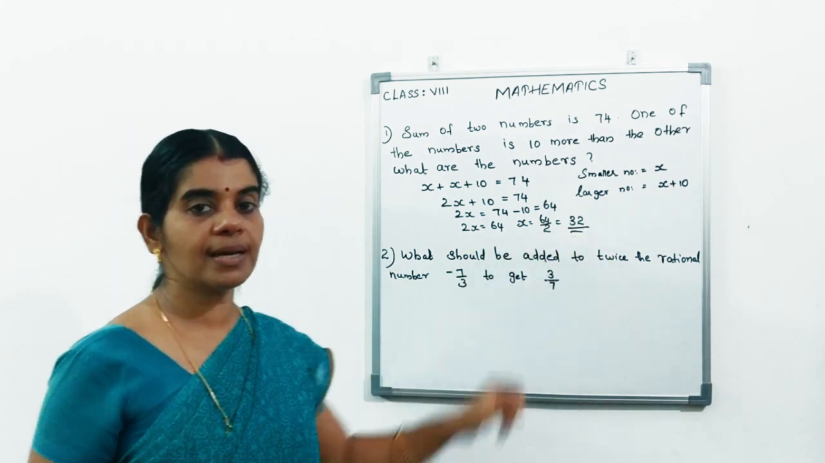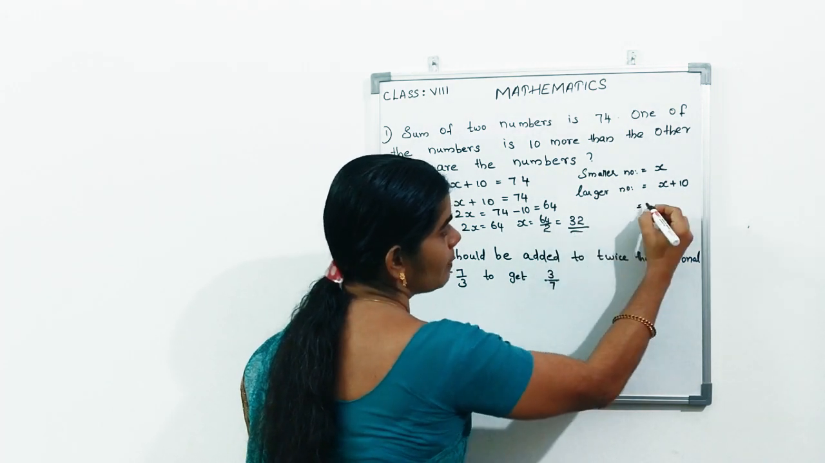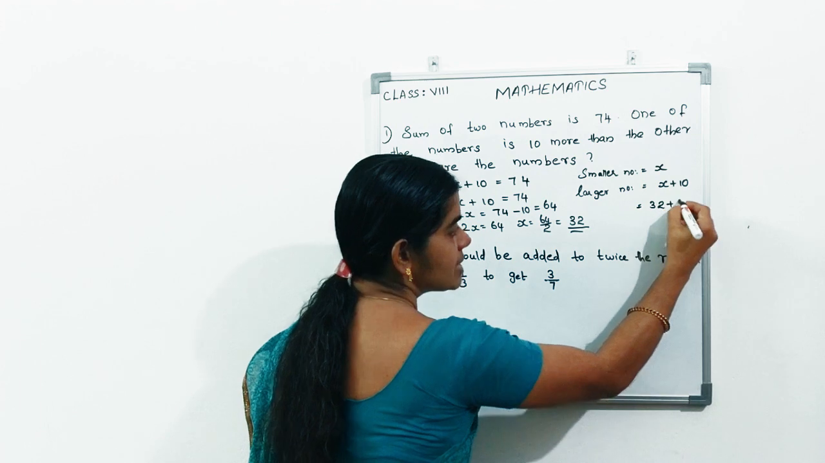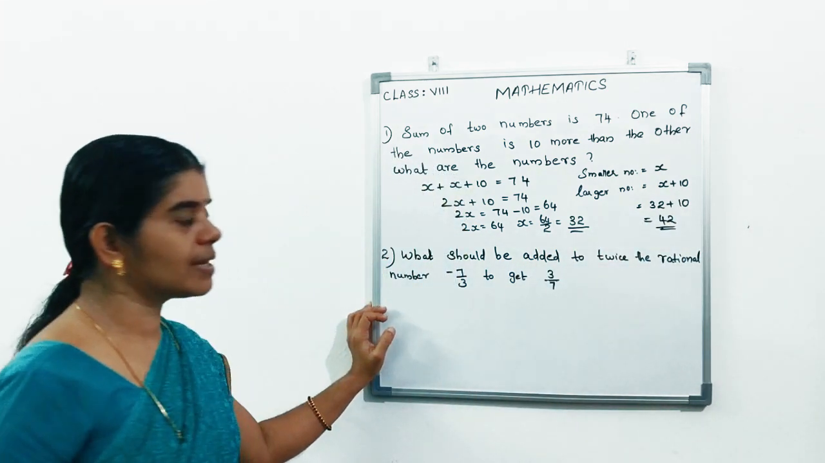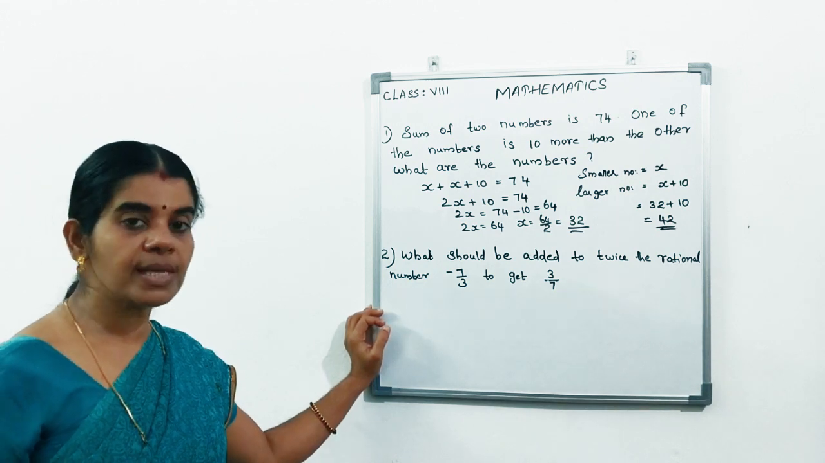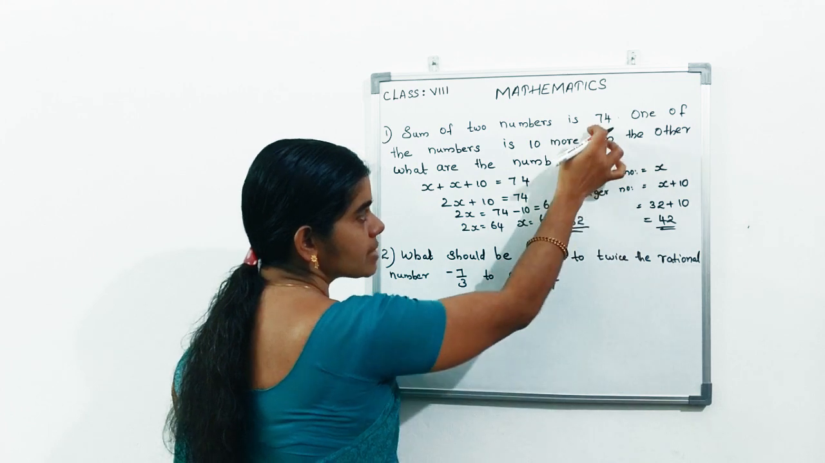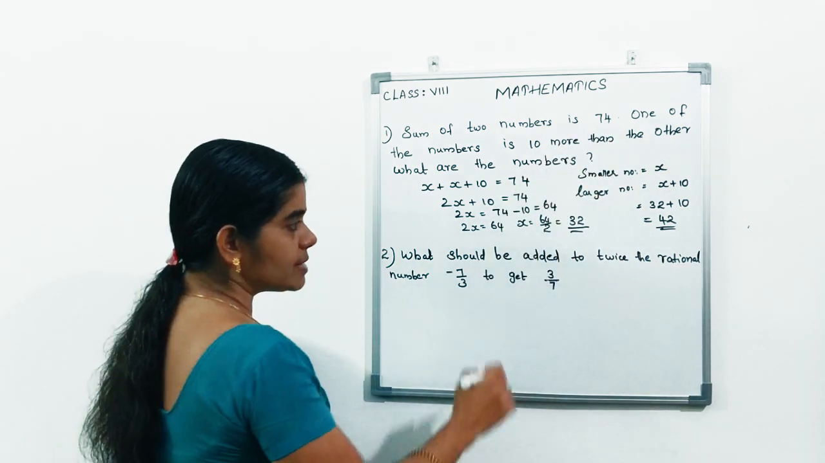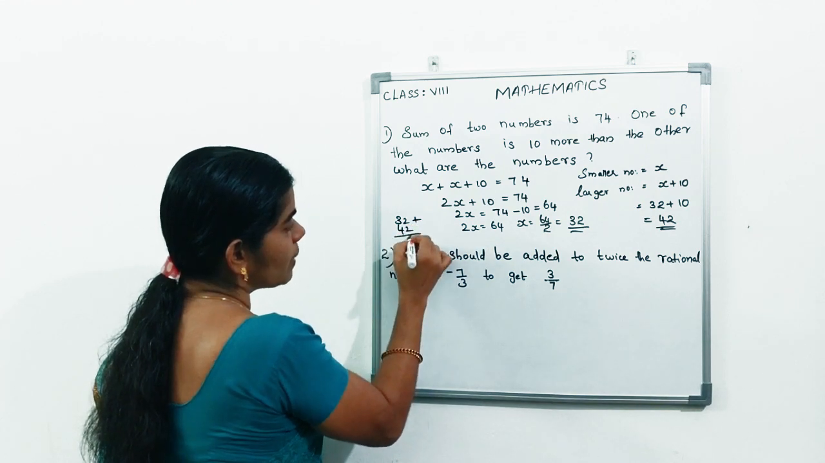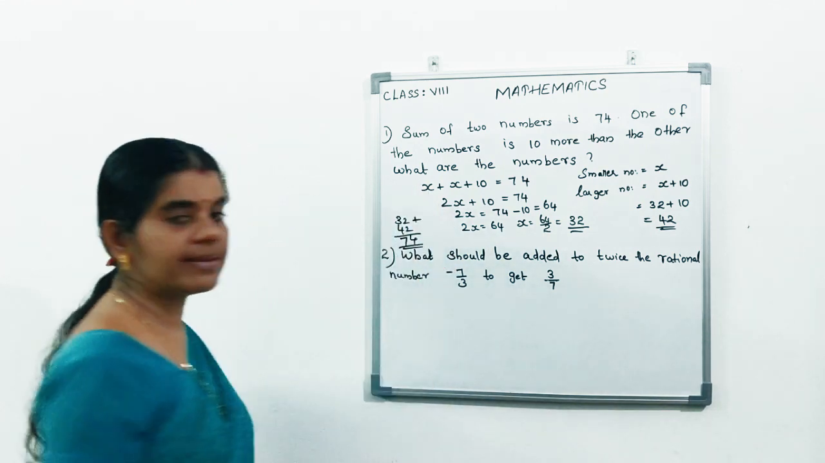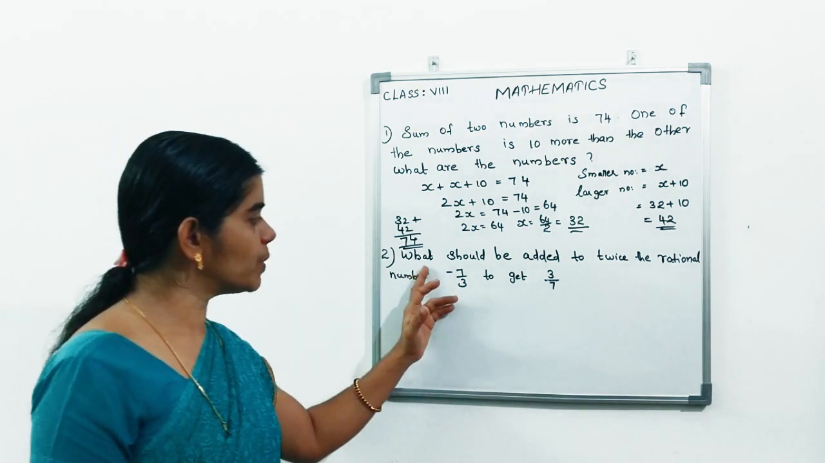Then what will be the larger number? We already took x plus 10. Therefore, the larger number will be 32 plus 10, that is 42. Therefore, the two numbers are 32 and 42. You can check the answer also. We can check whether adding these two numbers gives 74 or not. Just look, 32 plus 42 gives 74. Therefore, our answer is correct. Is this clear?